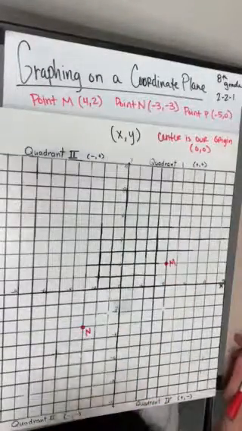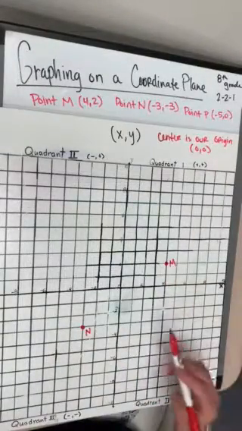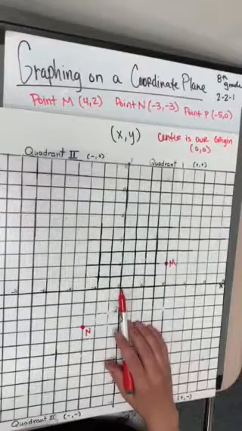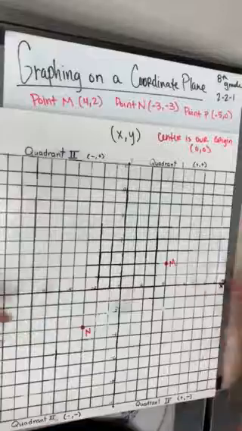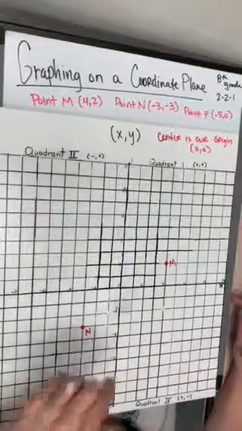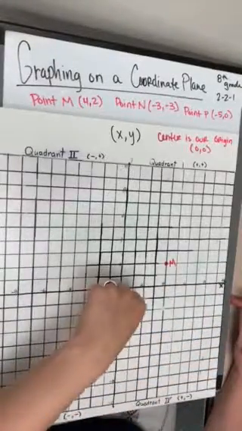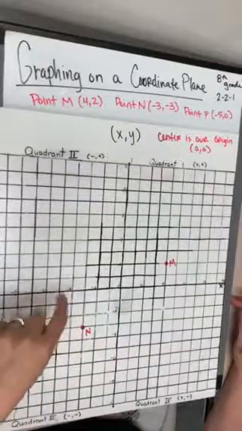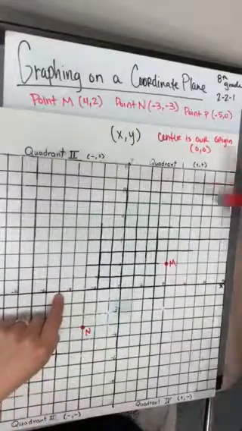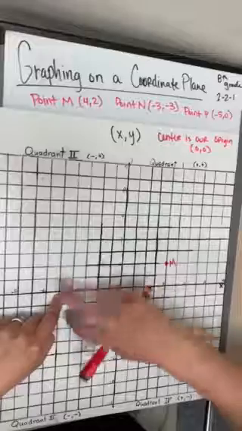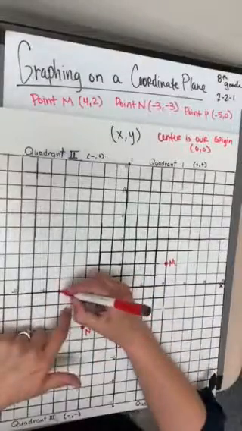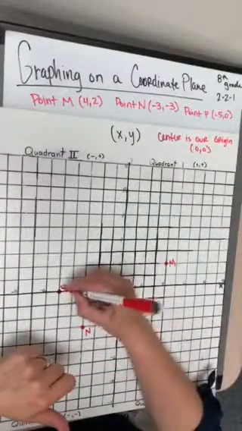Let's look at P. Point P is negative 5, 0. So the first thing I'm going is along my x. It's my x number. I need to find negative 5 on that axis. So 1, 2, 3, 4, 5. I found negative 5. 0 means I don't get off of the axis. I stay right on there. So that is where my dot's going to be, and it will be P.